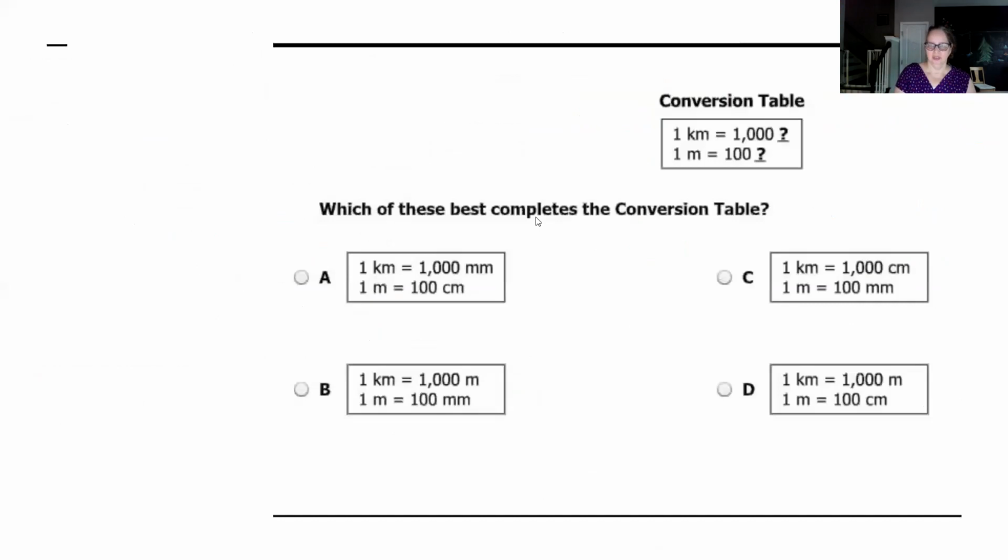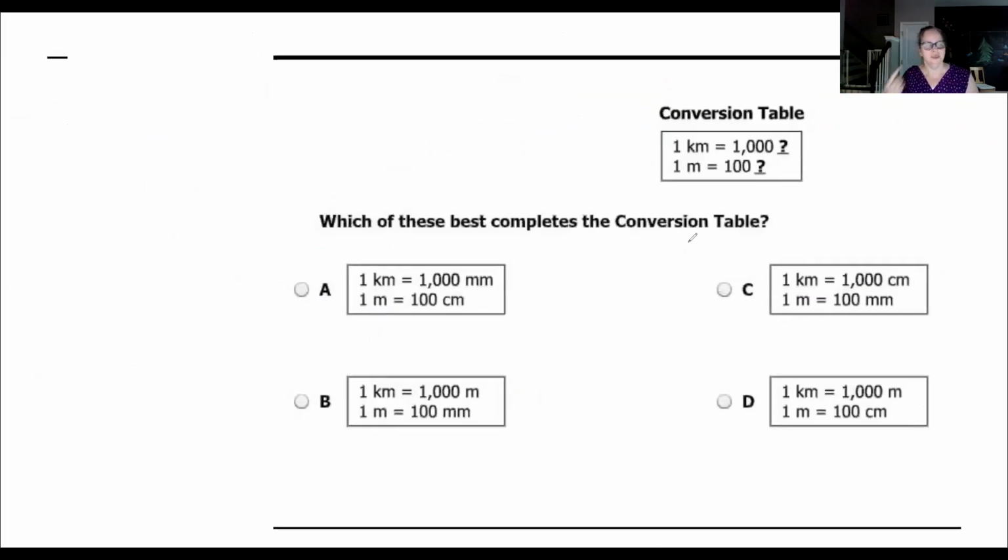All right, so what do we have here? Which of these best completes the conversion table? So we got to go back and have that metric ladder. So you might want to write down King Henry died by drinking chocolate milk onto your paper at some point so you don't forget. 1 kilometer is equal to 1,000 somethings. That's 3 hops we did to the right. 1, 2, 3. So that is just going to be simply 1 kilometer is 1,000 meters because the roots have to match.